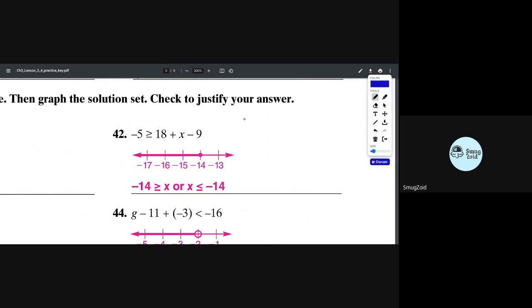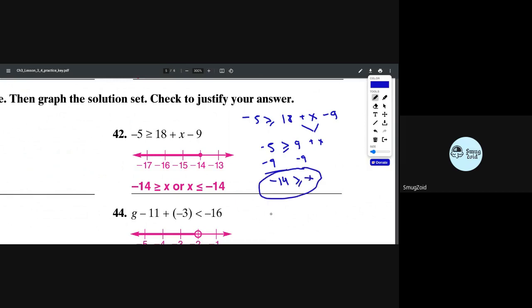You have minus 5 is greater than or equal to 18 plus X minus 9. You put these together first. So you get 9. That's here minus 5, and you have X on the outside. Minus 9, minus 9. That's why you get minus 14. So less than or equal to, it's greater than or equal to. I almost messed that up. Greater than or equal to X. That's why that's the way it is.